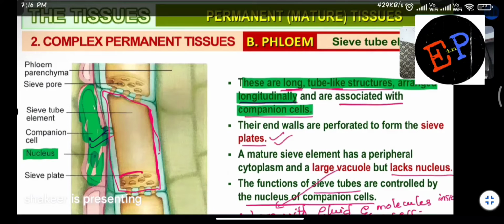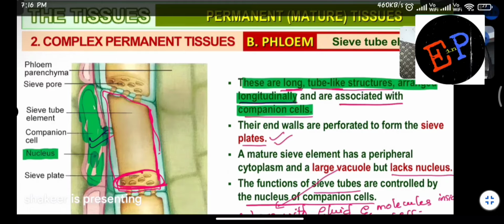So this plate which you are seeing is called a sieve plate. In this sieve plate, you will find some holes, or perforations, which are present. So a mature sieve element has a peripheral cytoplasm and a large vacuole and lacks the nucleus. Clear? So mature, that is fully developed, sieve tube elements have a peripheral cytoplasm.